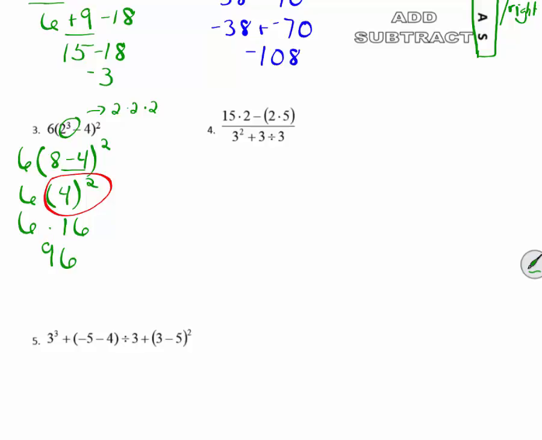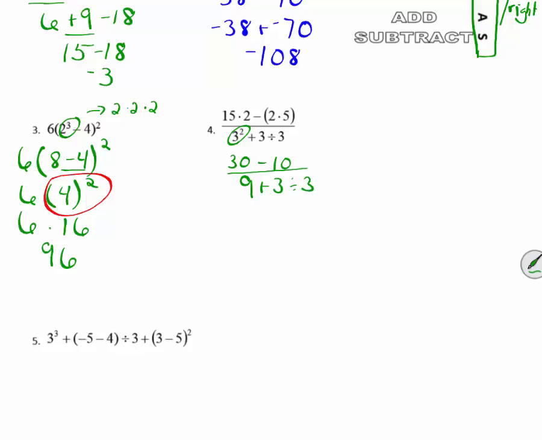All right, for number 4, when I have a problem that has a fraction, you have to simplify the numerator, then simplify the denominator, and then do your division at the end. So right now I'm going to work on my numerator. So up top I have a multiplying. This is also a multiplying, so I'm actually going to do those at the same time. So 15 times 2 is 30. 2 times 5 is 10. On the bottom, I'm going to do my exponent first. So 3 squared is 9, plus 3 divided by 3.